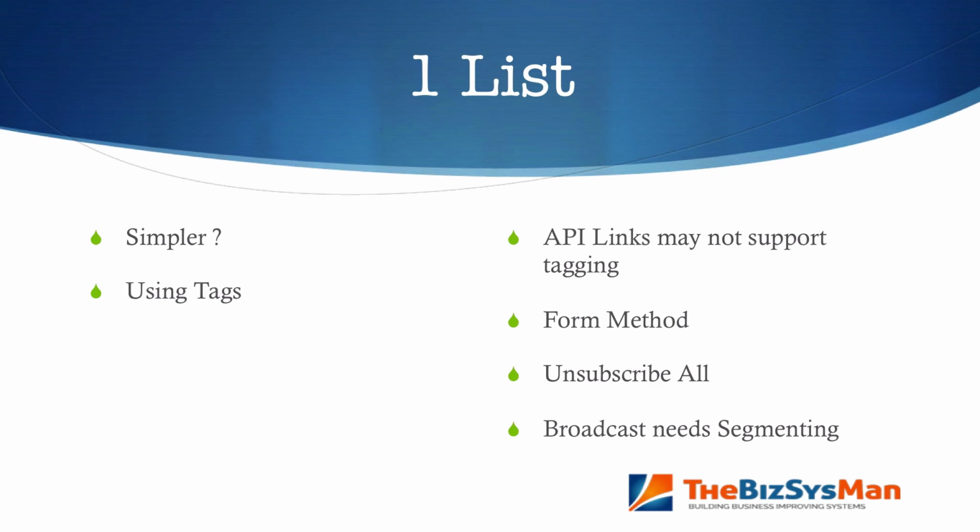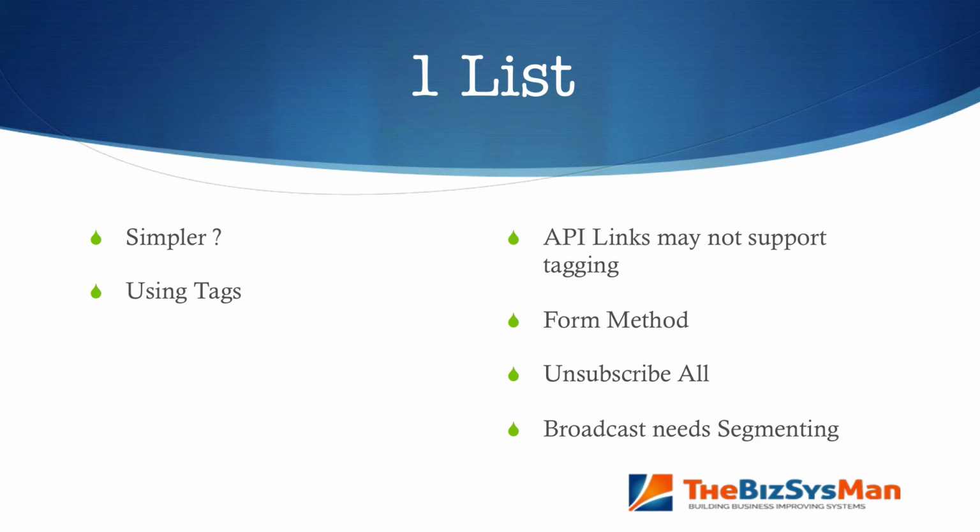Well, one list certainly would be simpler. You've only got one list to organise. You do that using the tags feature, and you tag people who bought products or who signed up for lead magnets, and you can use those to trigger automations, so it's all doable.